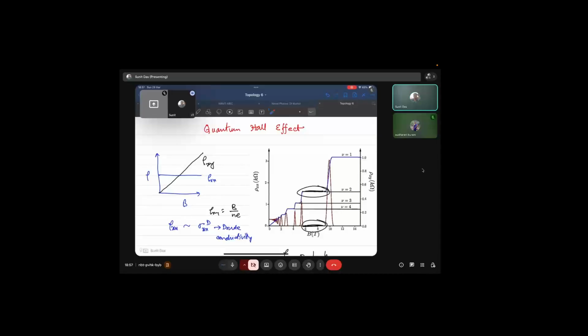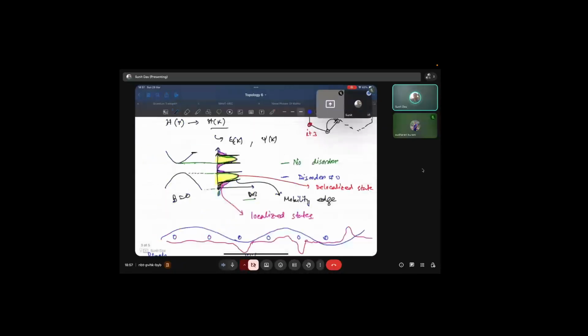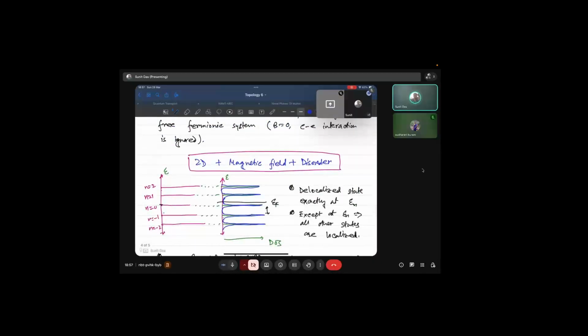Now what we still do not understand is why there are some plateaus and why these plateaus are very robust. What is really happening for the Hall resistance? To understand that, we need to introduce another concept, which is the edge physics. Earlier we had the 2D electron gas, magnetic field, and disorder. Now on top of this we'll introduce edge physics.